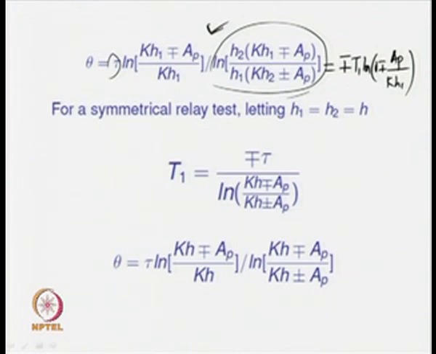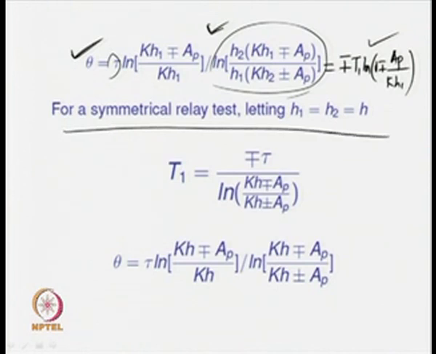Okay. So, once T 1 has been estimated, then theta can subsequently be estimated using this explicit expression. Now, for a symmetrical relay, what will happen?